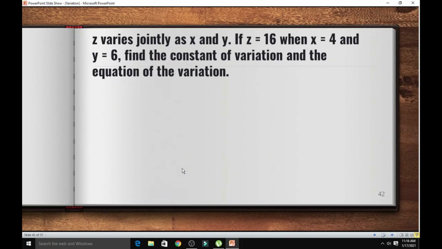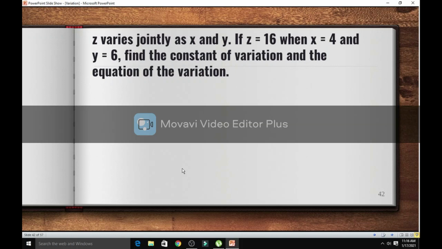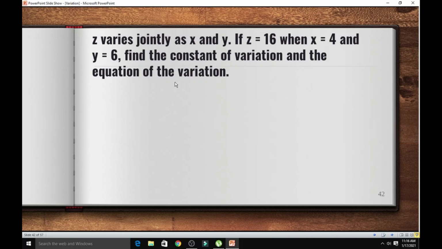So, let's have another example. Z varies jointly as x and y. If z is equal to 16 when x is equal to 4 and y is equal to 6, find the constant of variation and the equation of the variation. So, this example, ang hinahanap naman ay constant of variation and the equation of the variation.